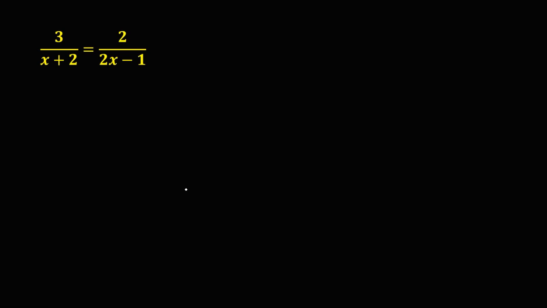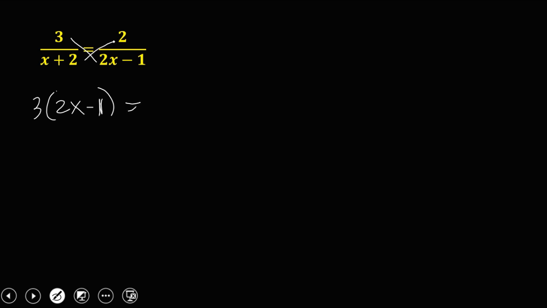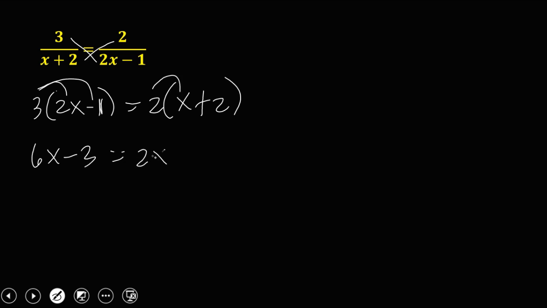Okay, so let's solve this problem. Now, in solving a rational equation, if we only have two rational expressions, we can solve that one by cross multiplication. So multiply 3 times 2x minus 1, which equals 2 times x plus 2. Then simplify, so we have 6x minus 3, and this one is 2x plus 4.